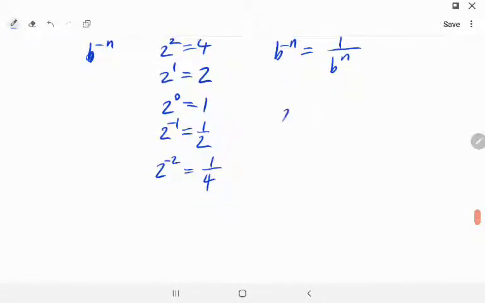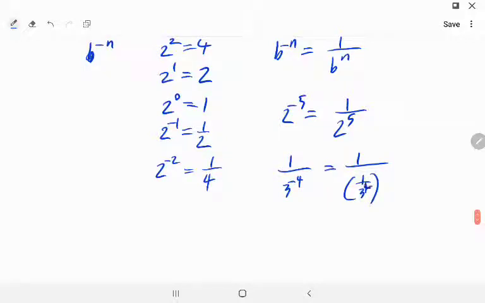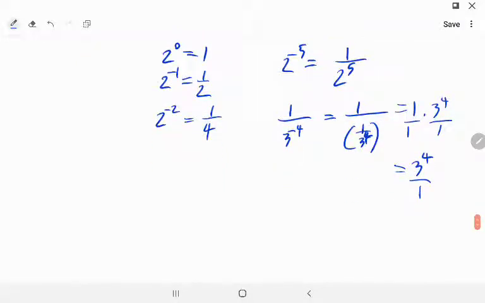So if we saw 2 to the negative 5th, we know that's 1 divided by 2 to the positive 5th. And we can actually go the other direction as well. If we happen to see 1 divided by 3 to the negative 4th, we know that's going to be the same thing as 1 divided by 1 over 3 to the 4th. And now we can multiply by the reciprocal. So we get 1 divided by 1 times 3 to the 4th divided by 1 gives us 3 to the 4th divided by 1, or just 3 to the 4th.